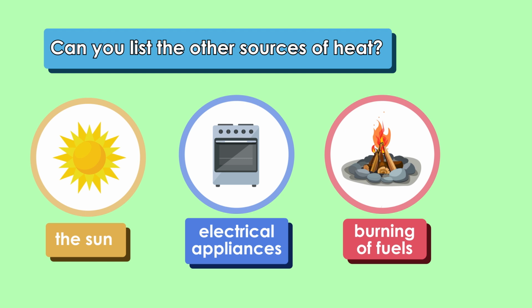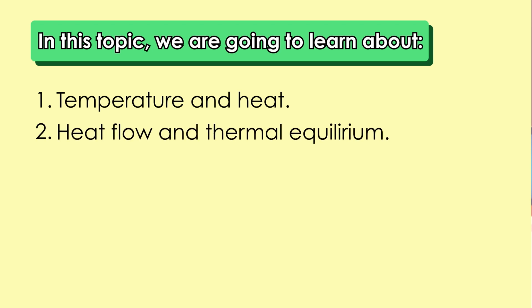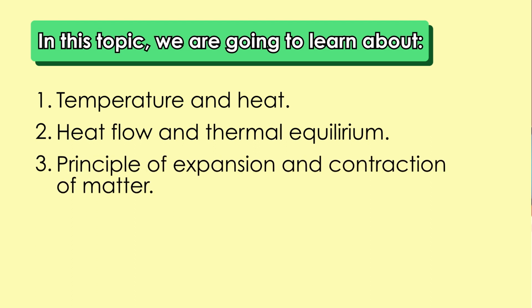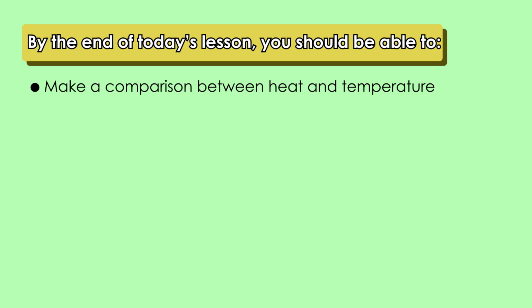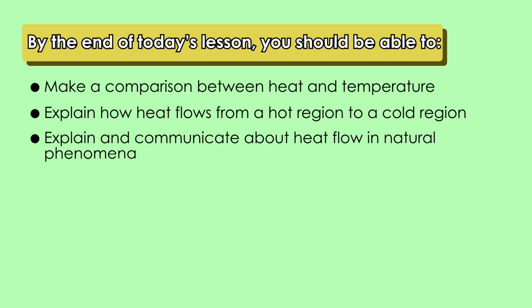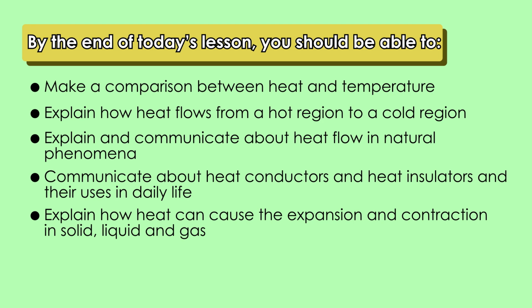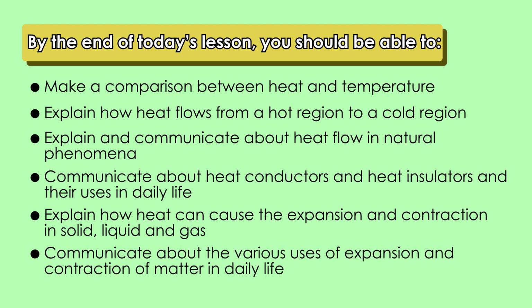In this topic, we are going to learn about 1. Temperature and heat. 2. Heat flow and thermal equilibrium. And 3. Principle of expansion and contraction of matter. By the end of today's lesson, you should be able to make a comparison between heat and temperature. Explain how heat flows from a hot region to a cold region. Explain and communicate about heat flow in natural phenomena. Communicate about heat conductors and heat insulators and their uses in daily life. Explain how heat can cause the expansion and contraction in solid, liquid, and gas. And communicate about the various uses of expansion and contraction of matter in daily life.